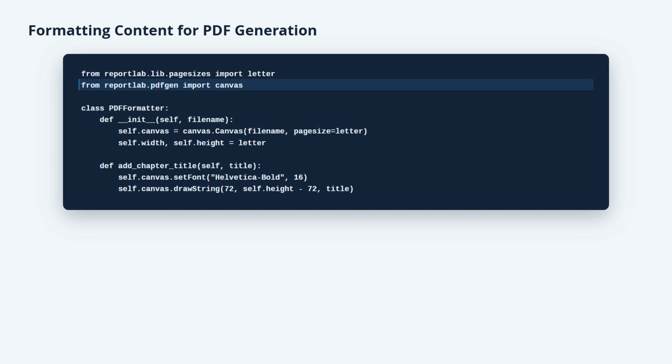Remember to add alt text for accessibility. You can use libraries like ReportLab to help with formatting, defining page size, font styles, and adding headers or footers. With everything organized, we're ready to generate our PDF in the next step.